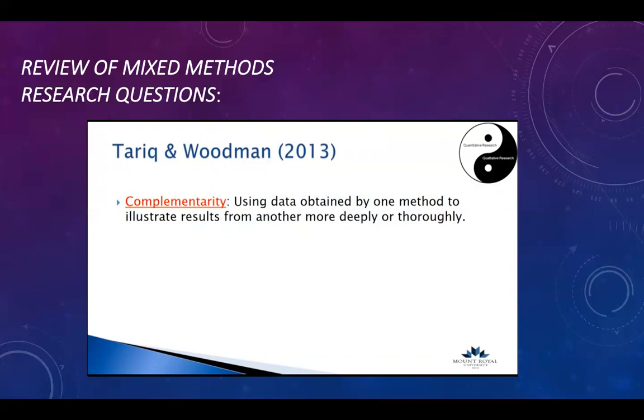complementarity, and it's using data obtained by one method to illustrate results from another method, often to dive more deeply or thoroughly. An example of this would be a survey of adolescents with epilepsy who are demonstrating poor levels of medication adherence. Often this occurs in adolescents. And semi-structured interviews with a subgroup of those surveyed could allow researchers to explore barriers to adherence. So initially they were surveyed, and then they went on to do semi-structured interviews.